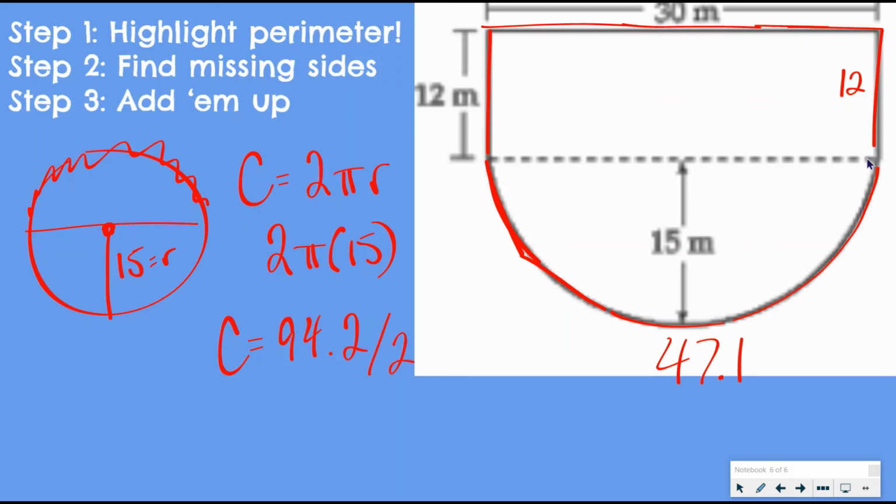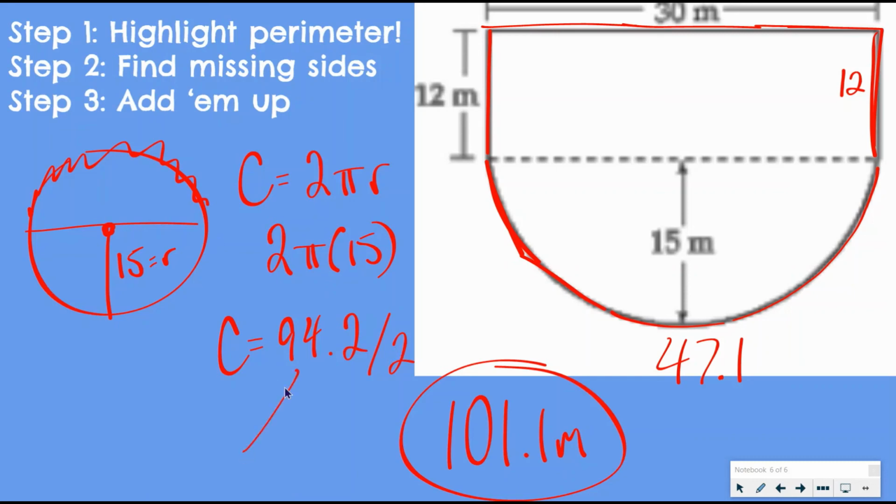Now I'm going to add that together with the other parts that I know. I'm just going to go around that shape and add all of these together. 47.1 plus 12 plus 30 plus another 12 is 101.1 meters. So you're trying to find just that part that you need, just the half circle, which is coming from the circumference, divided by 2. It's only 1/2 of a circle. That's why we're dividing by 2 there. Then we add that together with the other parts, and that's the full perimeter.